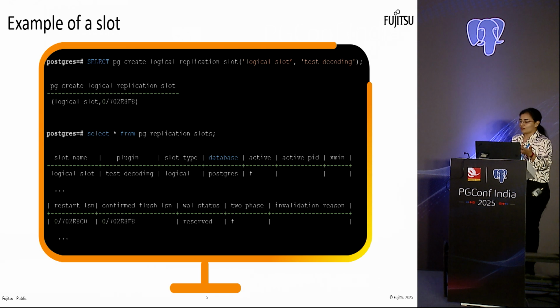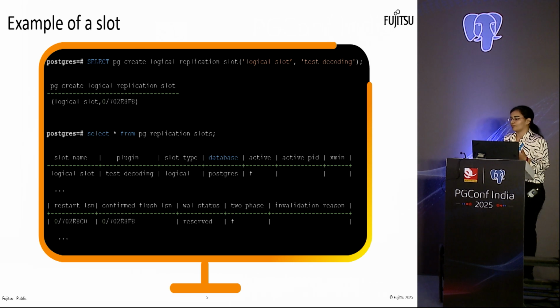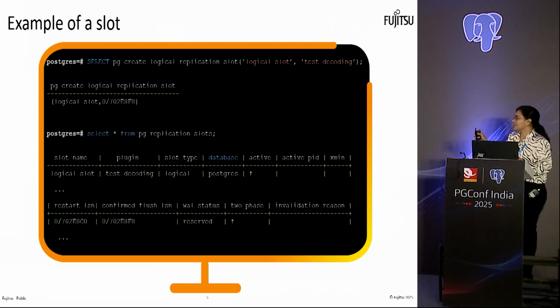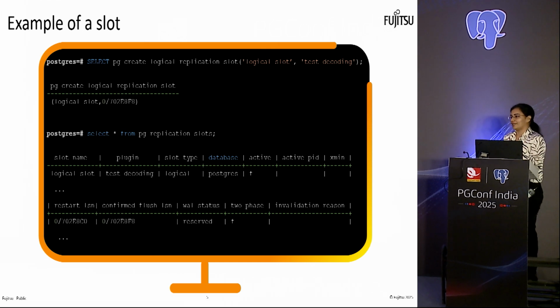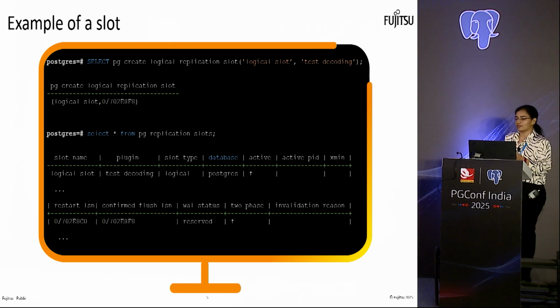Because I created it on the postgres database, the database is postgres, and right now this slot is inactive because nobody is using this slot for any purpose like replication. So this active column is false. If anybody starts to use this slot, you will see active as true, and the respective process PID will be shown in the active_pid column. Similarly, the xmin column tells that this slot requires this transaction ID, so don't remove rows until that transaction.